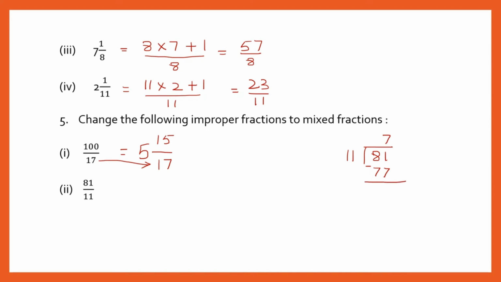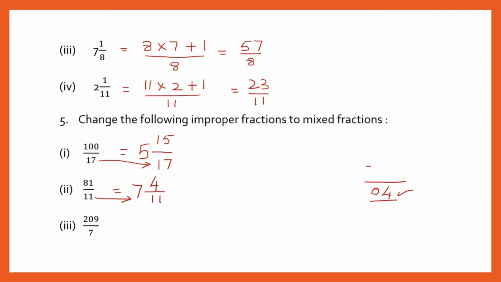Let's subtract. Okay, so when you subtract this again, 1 minus 7 I cannot do, so I'm going to borrow. 11 minus 7 is 4. 7 minus 7 is 0. Okay, so I finished my division. Now I'm going to use these numbers, the quotient and the remainder, to make my mixed number. The quotient is my whole number. The remainder is my numerator. The denominator is the same as this. So it's 7, 4 by 11. So let's go on to the next one.